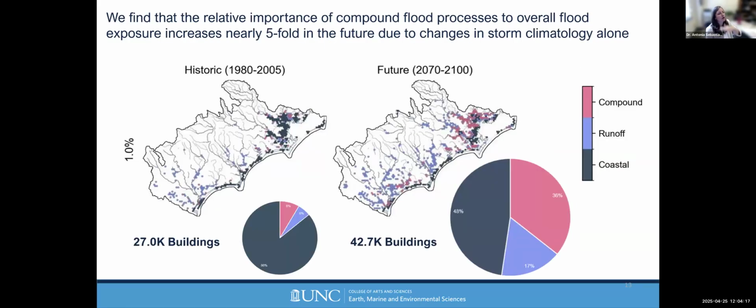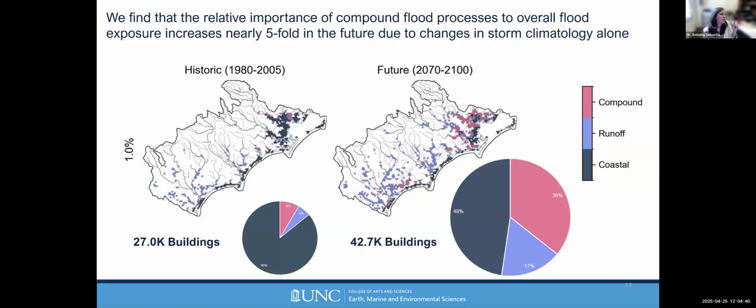And we did this for our whole set of synthetic events in the historic climate and in the future climate. And we also looked at what's exposed to those different processes. And what's interesting is that while we see that on average, runoff processes dominate the total flood extent in these areas, compound processes are actually really important for what's exposed or who's exposed to flooding.